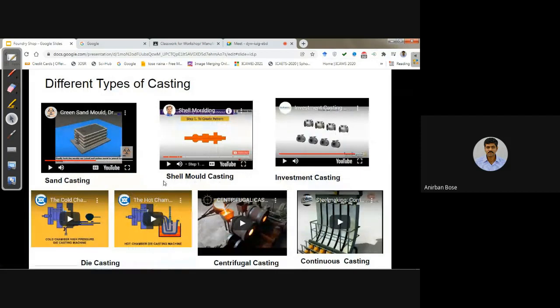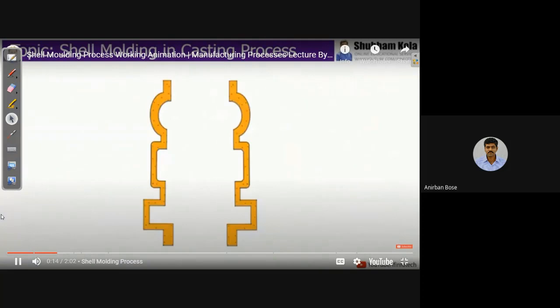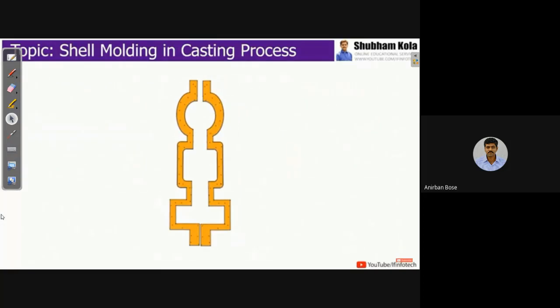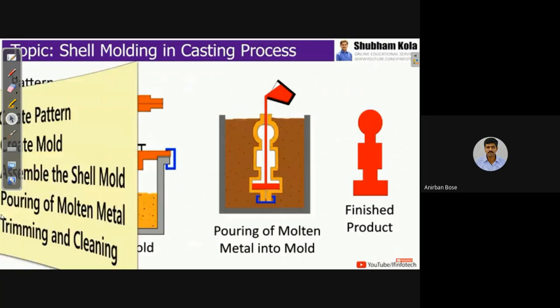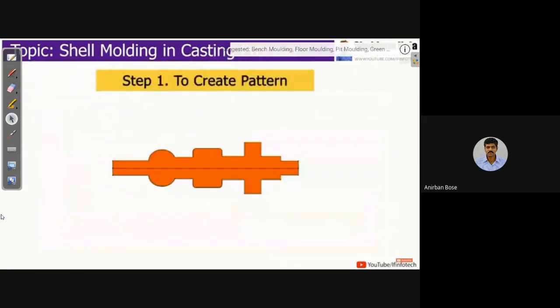Now see another kind of expendable mold casting, which is shell mold casting. The mold is a thin shell made up of sand and held together by a thermosetting resin binder. Here the process consists of the following steps. The first step is to create the pattern. Here the pattern is composed of two pieces which are created in the shape of the desired part.